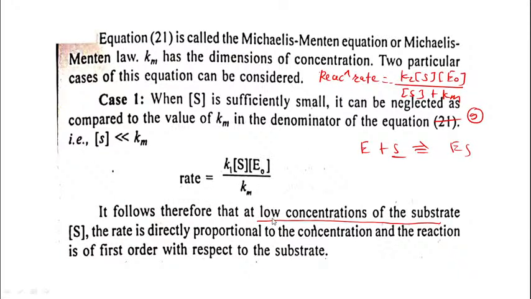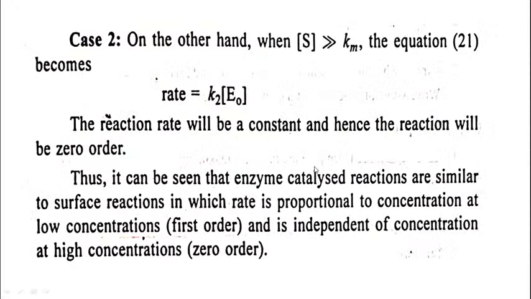But when is it possible? If the concentration of the substrate is less, then the reaction rate is proportional to the concentration of the substrate. If the concentration of the substrate is very large, then from the denominator you cannot neglect S here. So in that case the reaction is not first order. So the condition for a first order reaction is that the concentration of the reactant should be less, and the reaction rate should depend upon the concentration of the substrate.